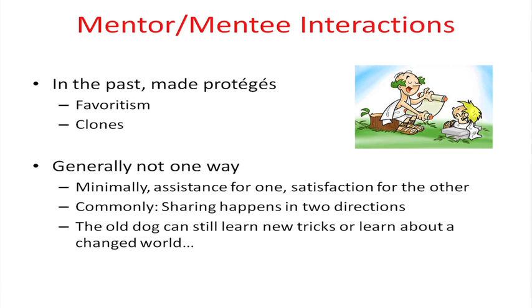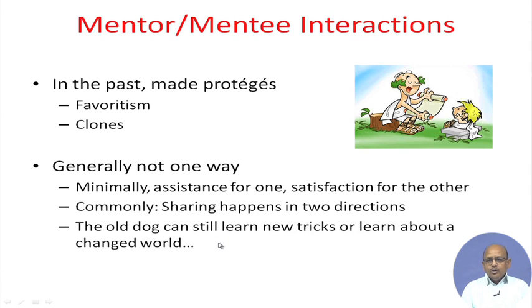Then it is not one way, in the sense that it is not the mentor who is going to provide all the assistance to the people. So, make sure that both of them are satisfied with each other. It means that as a mentee you also share information regarding your growth and development, how well you are doing. There is this proverb that an old dog can still learn new tricks, or learn about a changing world. So, it means that you can also learn something from the mentees, that is very important. It is not one way.